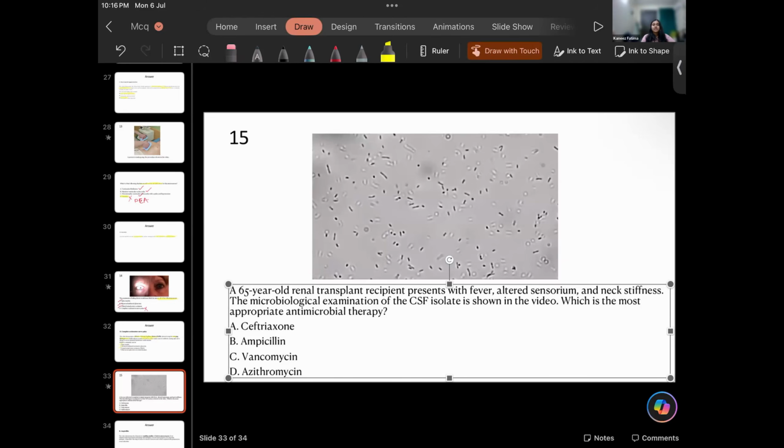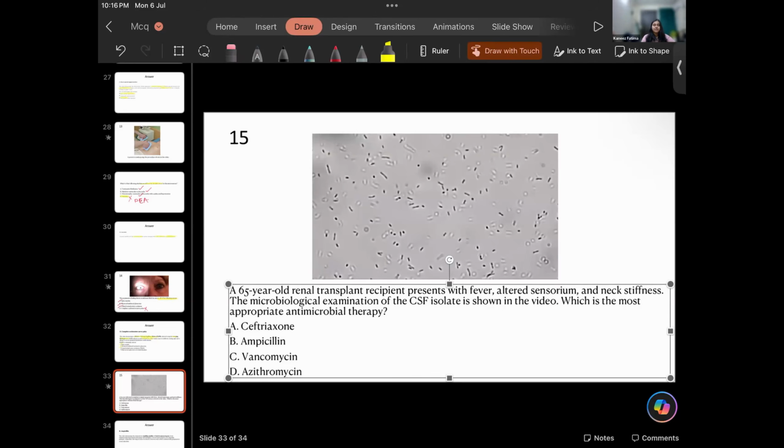And that is also one of the reasons why we add ampicillin. If you don't know the correct answer, I used to remember it like this: ampicillin is given because listeria is an organism which affects the extremes of ages, and that's why ampicillin is added. So you can also arrive at the correct answer in that way. Still, we will go through the options one by one.